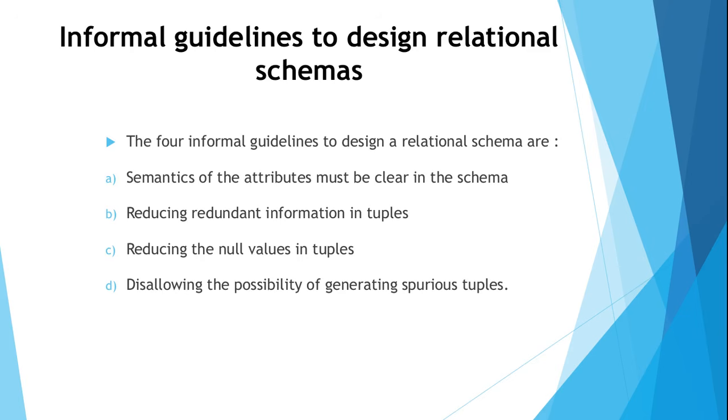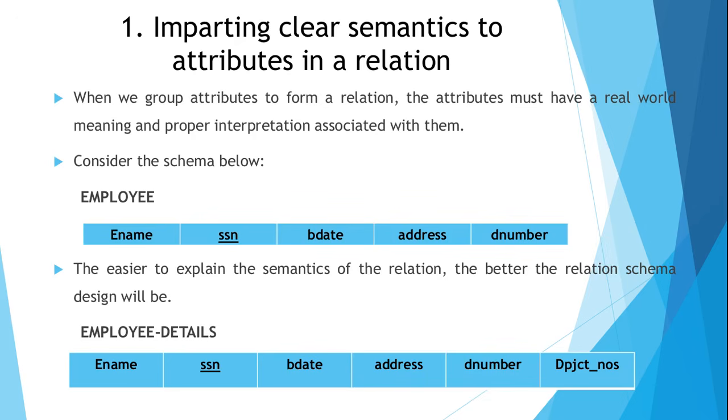There are 4 guidelines we have to remember to design a relational schema. First one is that the semantics of attributes must be clear in a schema. Second one is reducing redundant information in tuples. Third one is reducing the null values in tuples. Fourth one is disallowing the possibility of generating spurious tuples. So we will see each one in detail.